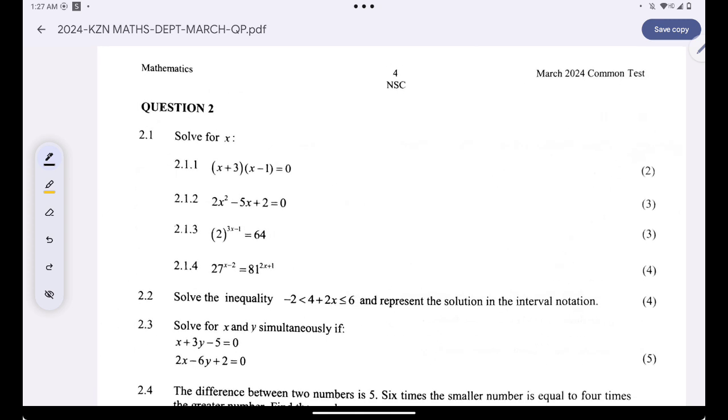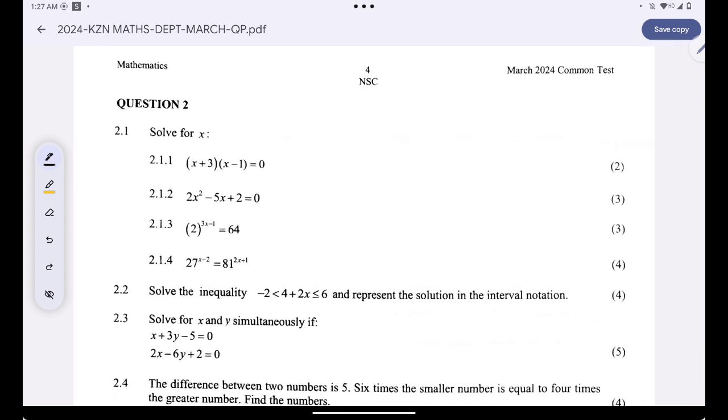Now let's move to question 2. Okay, question 2, I'm about to solve x. Solving x is simple here because already I have two things multiplied and the answer is 0. It simply means that x is equal to negative 3 or x is equal to 1. That's why it's 2 marks. Are you together? And then for the second one, let me write it in red.